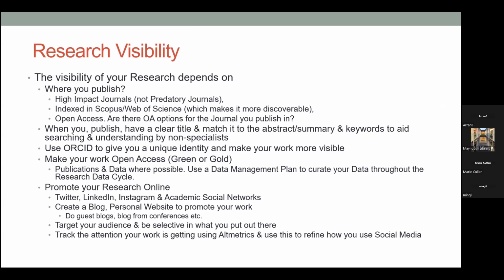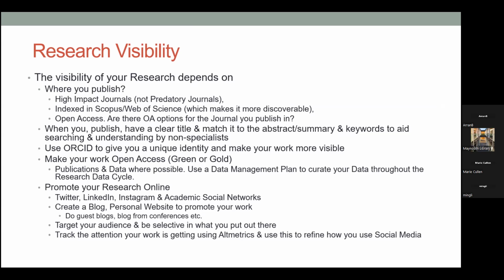When you publish, have a clear title that matches the abstract, summary and keywords. And this is just about making your paper searchable. As you can imagine, everything now is electronic, so you want people to be able to find your paper. So you want those nice, clear terms within your papers that people can find, rather than overly complex titles that don't relate to the content or the keywords. Use your ORCID ID, make your work more visible, make it open access, and that can include data as well. That's a requirement now of a lot of funding, so you might want to come to the library and chat about your data management plan and how to make that available.